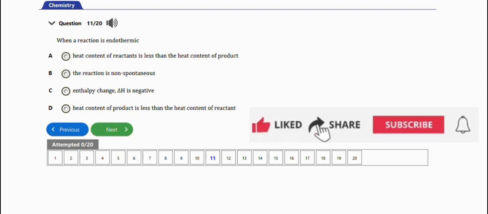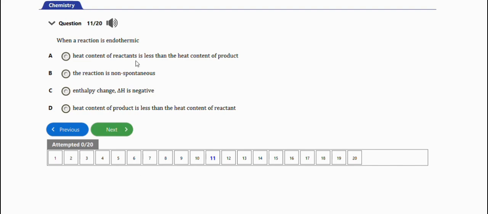So this question says, when a reaction is endothermic, the heat content of the reactant is less than the heat content of the product. Yeah, the reaction is not spontaneous. Enthalpy change is negative. No. Heat content of product is less than heat content of reactant. No. So the right answer is option A: heat content of reactant is less than heat content of product. So that's it for this question.